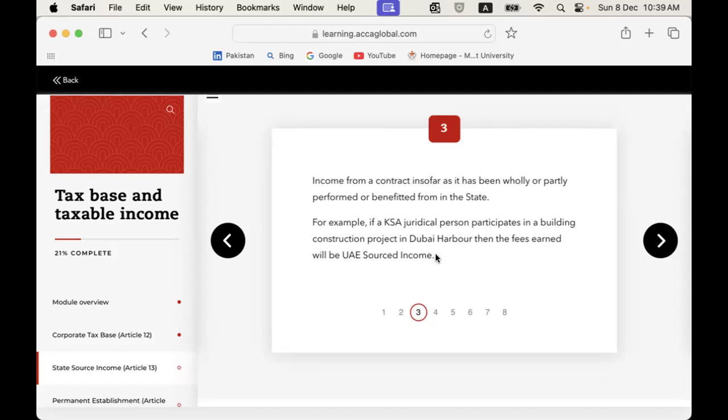Whenever we talk about contracts, immediately the mind goes towards contracting companies, especially construction contract companies. So that's a good example given. The company was actually in Saudi Arabia, but they're participating in the construction of a building in the UAE because they have some specialized expertise. I would wonder what that expertise would be, because in the UAE the real estate sector is huge. But just for discussion's sake, if that is the scenario, then this income for that company in KSA will be considered UAE sourced income.